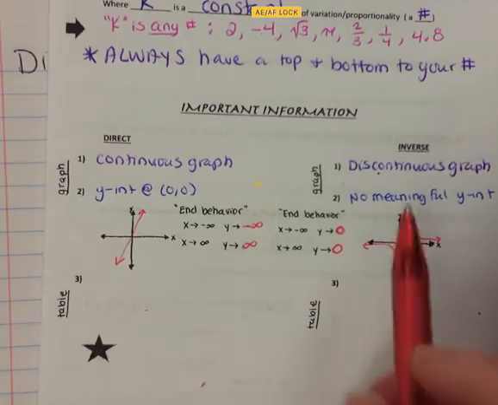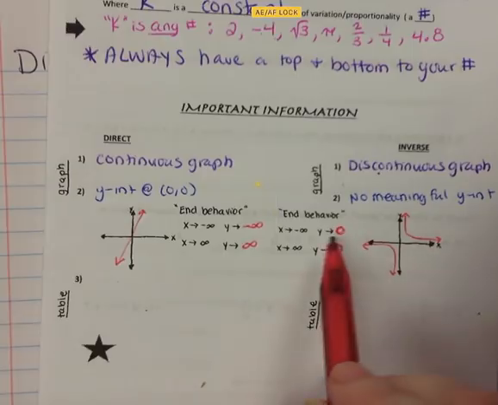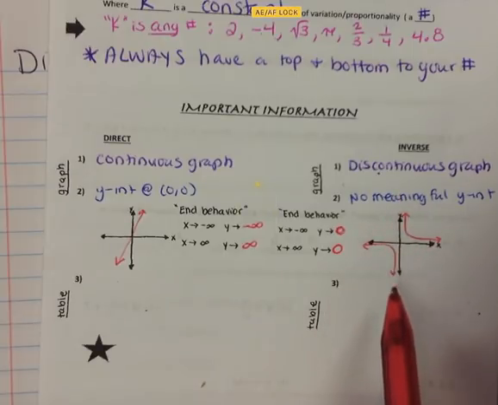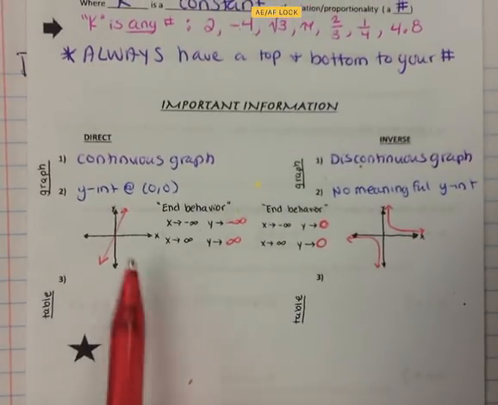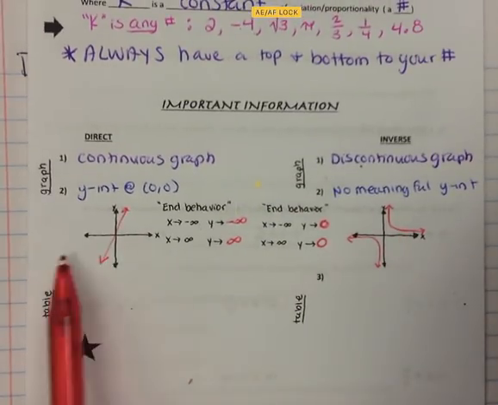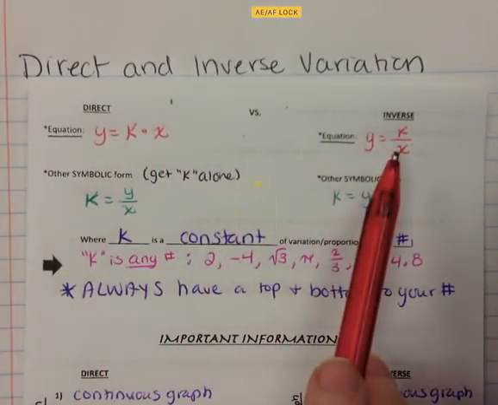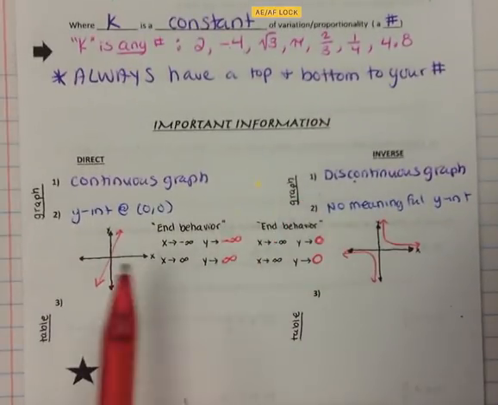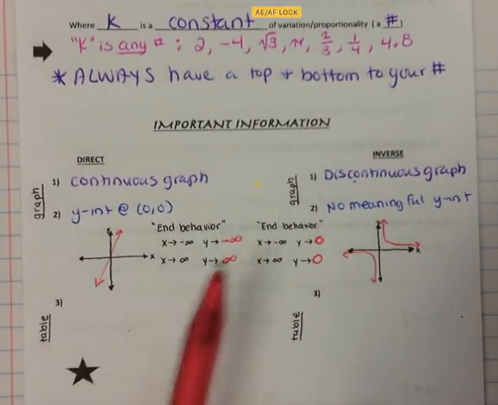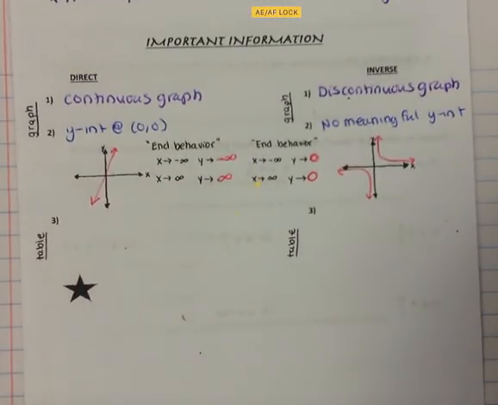A-S-Y-M-P-T-O-T-E-S. Asymptotes. There's a vertical asymptote and a horizontal asymptote because it doesn't cross the vertical line and it doesn't cross a horizontal line. That's how we can tell the difference between direct and inverse graphically. So we can see it from the equations. We can see it from the graphs themselves. And we can also see it from a table of values.